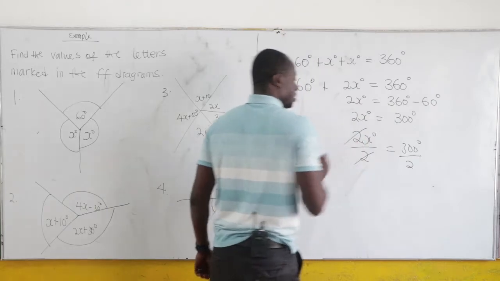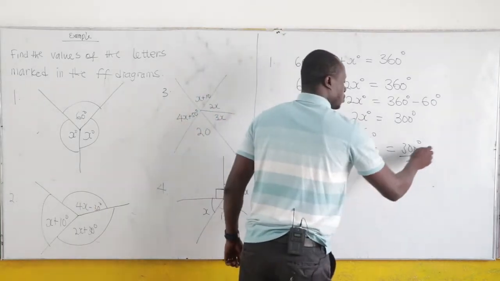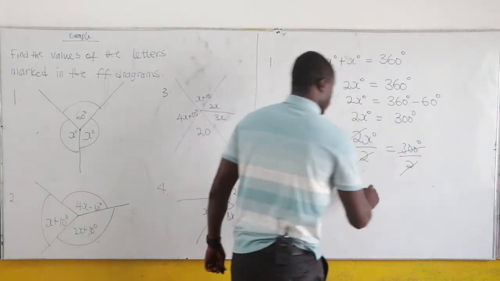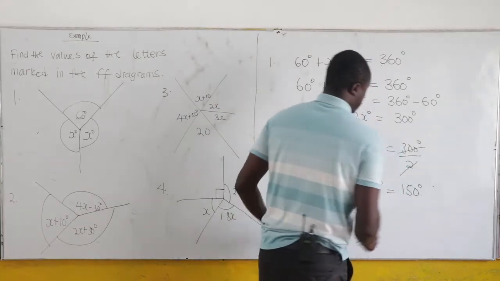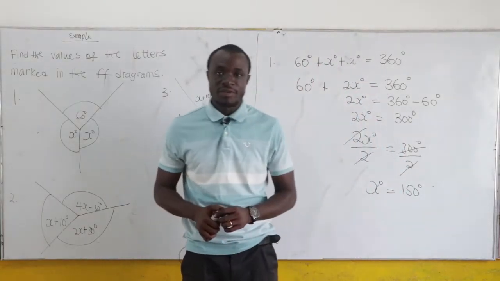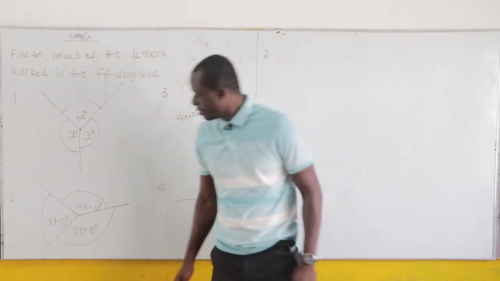So this is cancelling out that. Now how many times would 2 go into 300? That is 150 degrees. So x is equal to 150 degrees. This is very, very trivial. Now let's consider the second question.